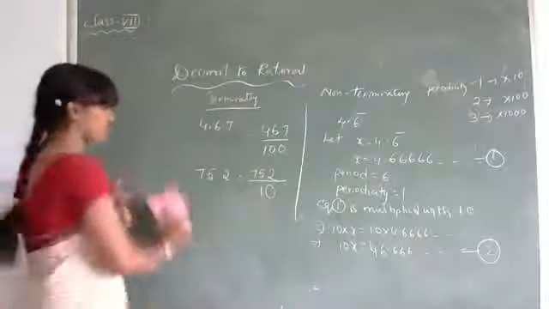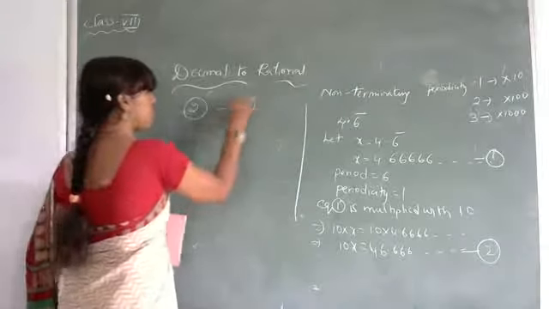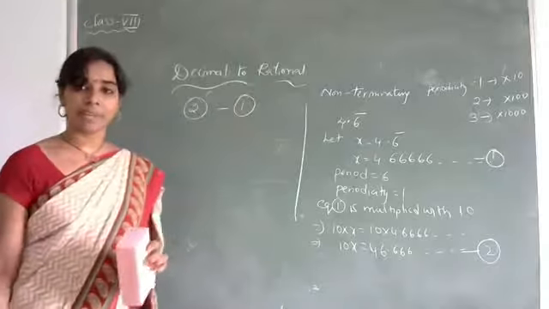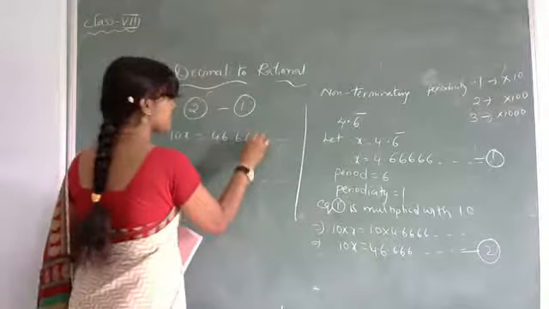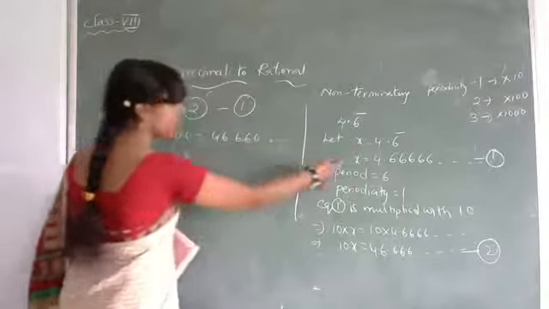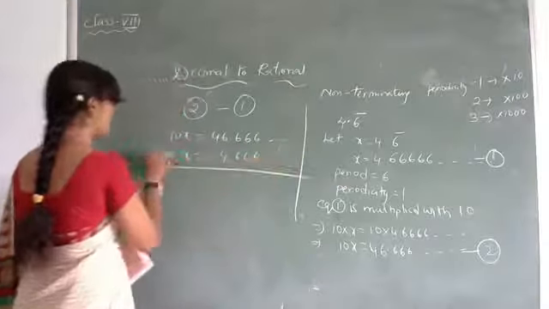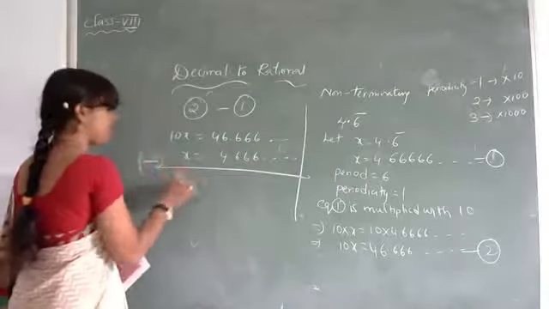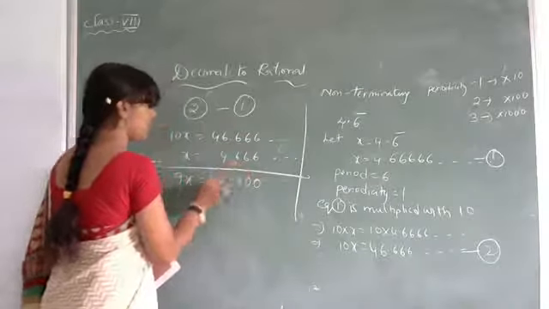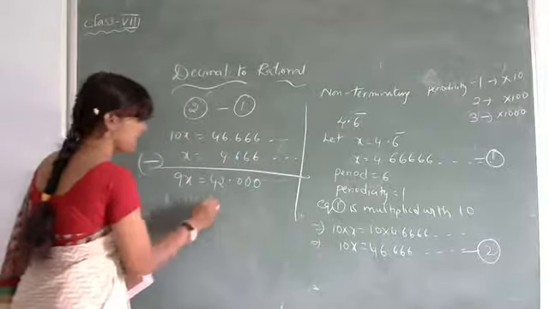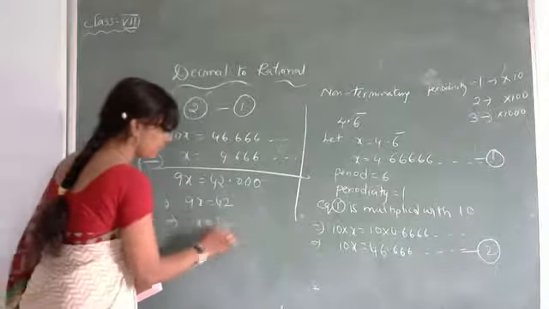Now what do we have to do? Subtract equation 1 from equation 2. So 10x equals 46.666 and so on. x equals, what is the first equation? 4.666 and so on. So I am doing subtraction here. 10x minus x, that is 9x. This is 0, 0. 6 minus 4 is 2, 42. So that implies 9x equals 42.0, which means 42. So x equals 42 by 9.